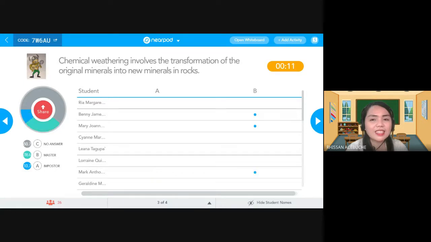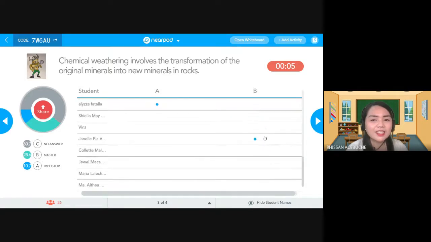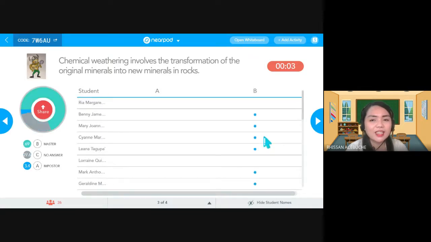Last 10 seconds. How about the others? Last 5 seconds. Right. So 69% of the students answered master. So this statement is actually correct. So very good. 89.7% chose master. So this sentence here is correct.